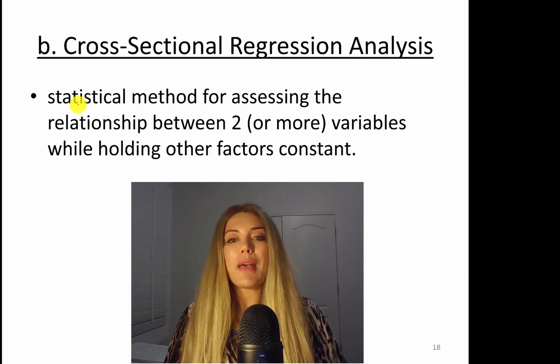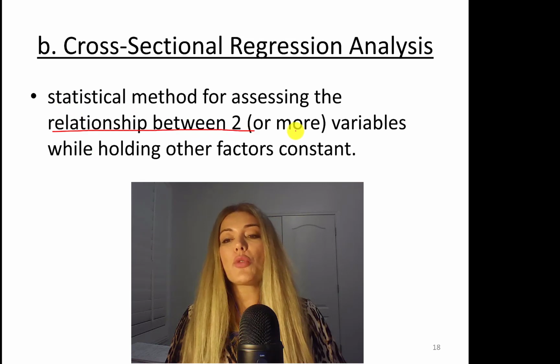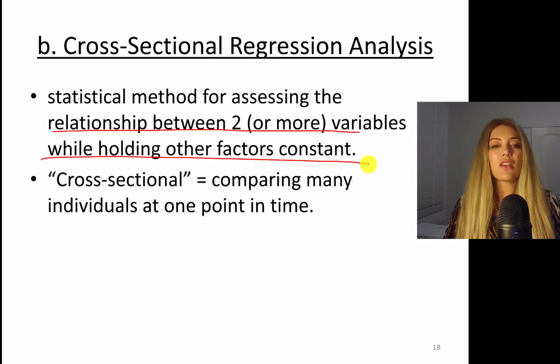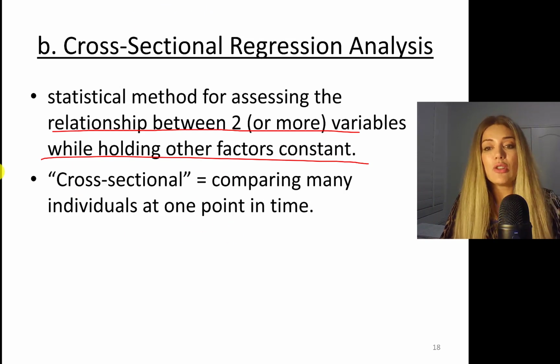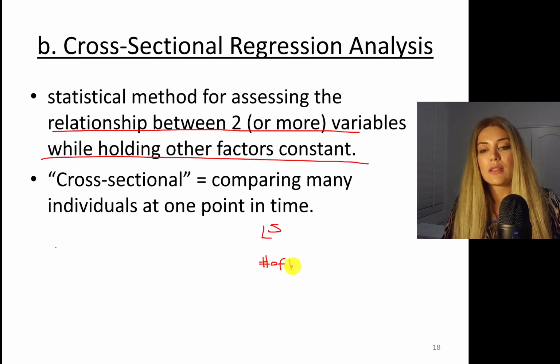So this is a statistical method for assessing the relationship between two or more variables while holding other factors constant. Cross-sectional is basically comparing many individuals at one point in time. So for instance, if we look at the labor supply, the number of hours worked, I'm going to put hours worked as a function of, let's say, alpha plus beta, temporary assistance to needy families benefit level. So this is the money you're receiving in terms of government help.